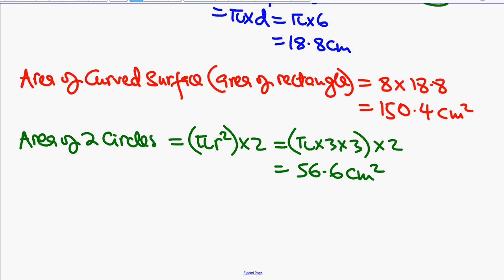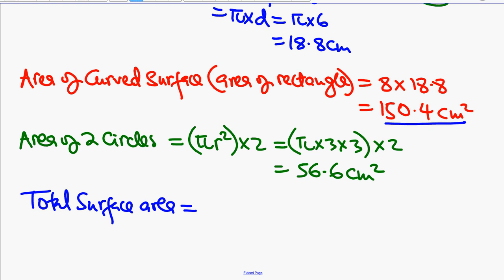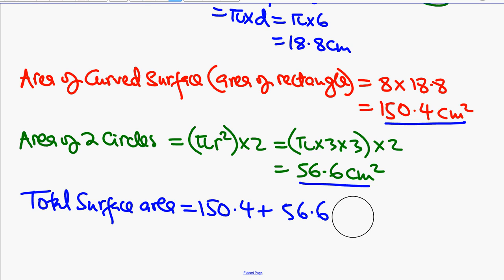So the total surface area will be equal to that answer plus that answer. So 150.4 plus 56.6, which will give us 207 centimeters squared.